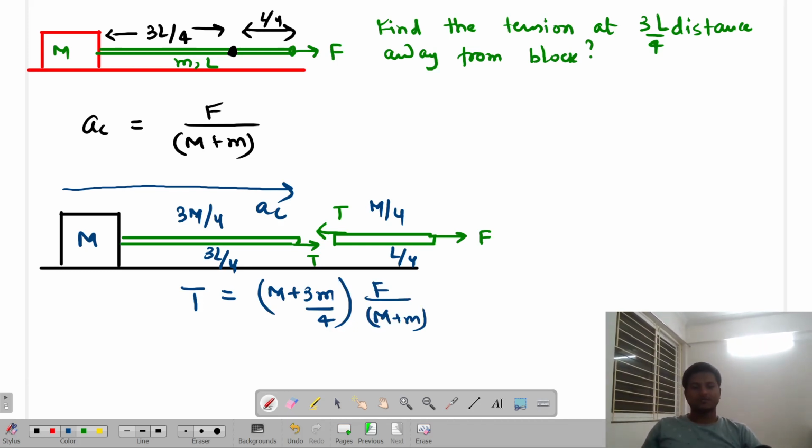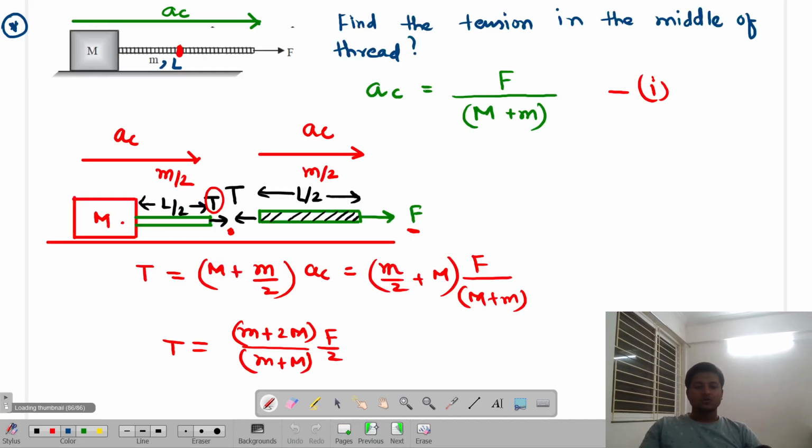Did it come out or not? So what did we understand from these two questions? If the thread has mass, then every point will have a different tension or not? It will. That is why, when we have masses in the thread, every point experiences different tensions, and that is why we call it an example of variable tension. What do we call it? Are you able to get me or not?